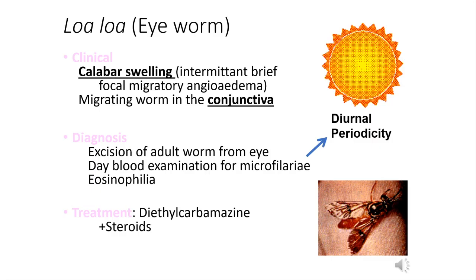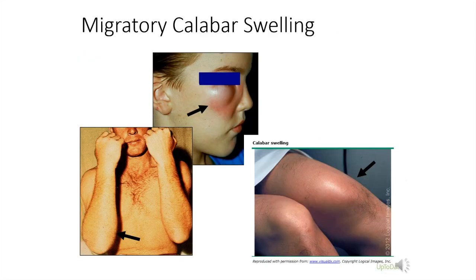So there is synchronization between the vector and the parasite, and that is the time to get the blood sample for examination. Now, why do you get it like that? Because you would suspect Loa, and you look for it. This is the way you look for it to diagnose it. Treatment: diethylcarbamazine and steroids as anti-inflammatories.